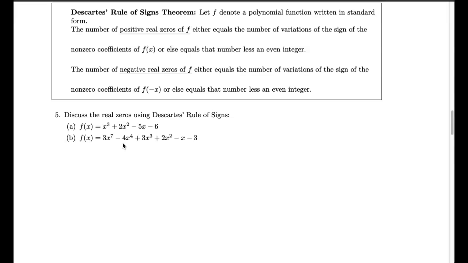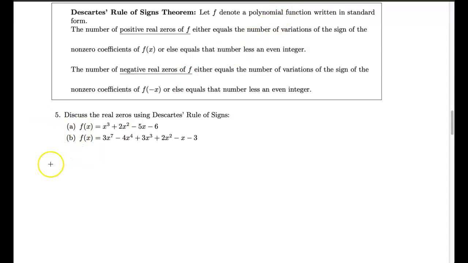To find the number of negative real zeros of f, that's going to either equal the number of variations of the sign of the non-zero coefficients of f of negative x, or else equals that number less than an even integer. So you're still counting the sign changes, but it's for f of negative x. And so the negative and negative, so you can keep track of it that way.